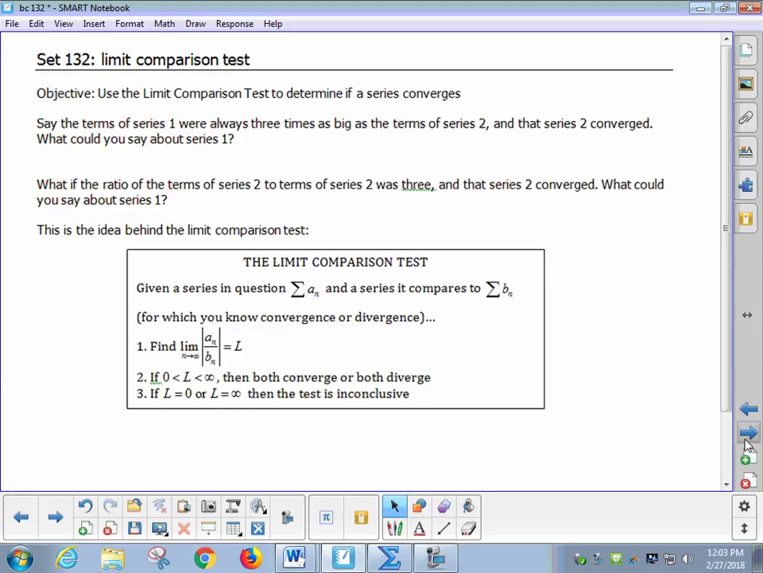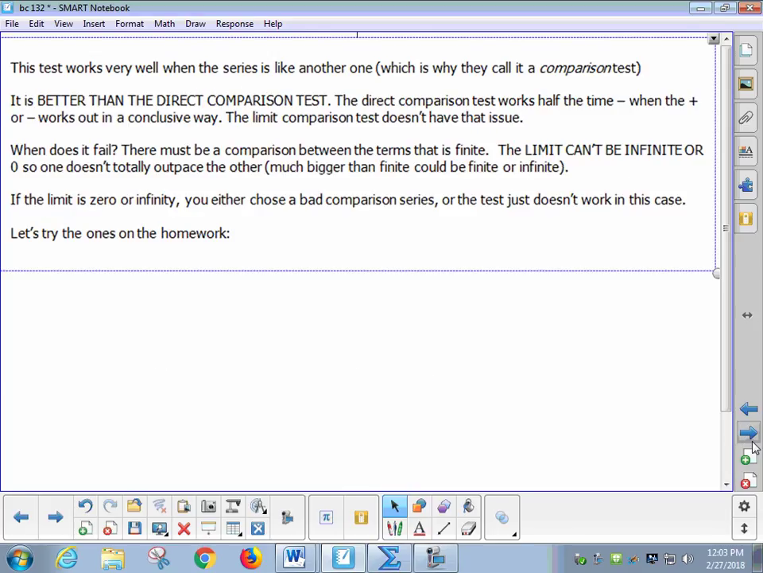All right? Now, just in terms of, bear with me again, I know you want to just get to the problems, but some of the ideas here. This test works well when you're looking at a series that's like one we know about, but maybe with a little extra monkey business, like a +5 or something that keeps it from being a p-series. Kind of like we did when direct comparison tests were used, right?